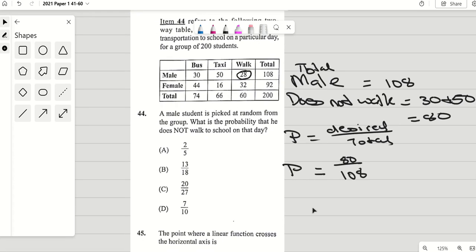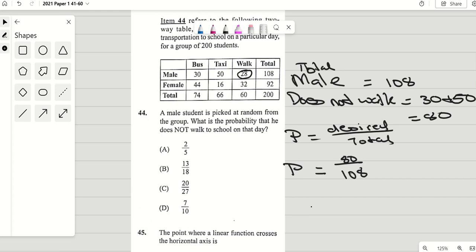And then we're going to reduce this. What could go into 80 and what could go into 108? Okay, so again, let me just write it down. 80 over 108. 4 could go into 80 20 times, and 4 could go into 108. 4 could go into 10 2 times. 4 times 2 is 8, remainder 2, so it's 28. 4 could go into 28 7 times. So my answer is 20 over 27. So the probability would be C, or the answer would be C.